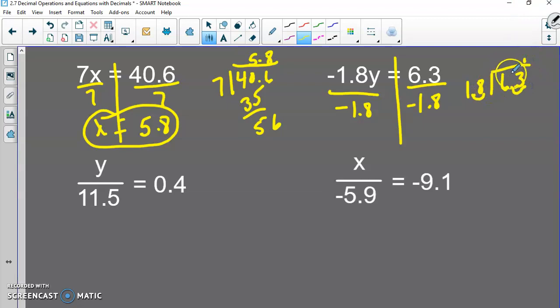Okay, 18 into 63. 18 is almost 20. And 20 goes into 63 3 times. So I'm going to try 3. That's going to be 24. That's going to be 54. And that's going to be a remainder 9.